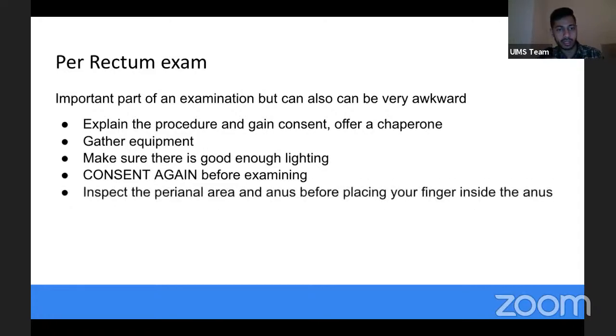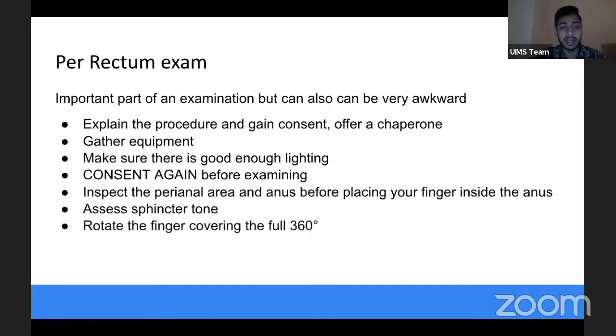So, as I mentioned before, we need good lighting to inspect the perianal area before we place our fingers inside the anus. We're inspecting for any lesions, any warts, for example, for any viral infections. Once you've done that, we can put our finger inside the anus and assess sphincter tone. Is there good tone? Is there poor tone? Once again, if you'd like to know more about tones, you can head over to the neurological lecture, the first one in our series, to better understand muscle tests and sphincter tones.